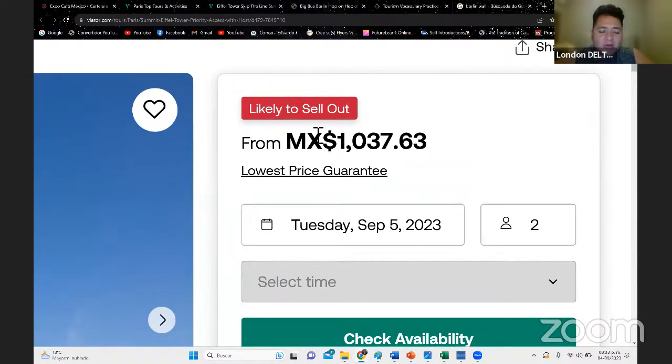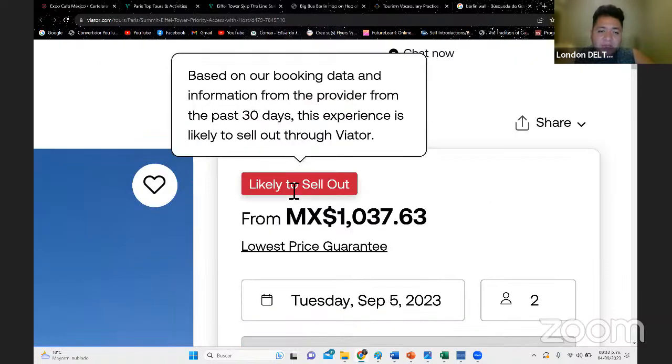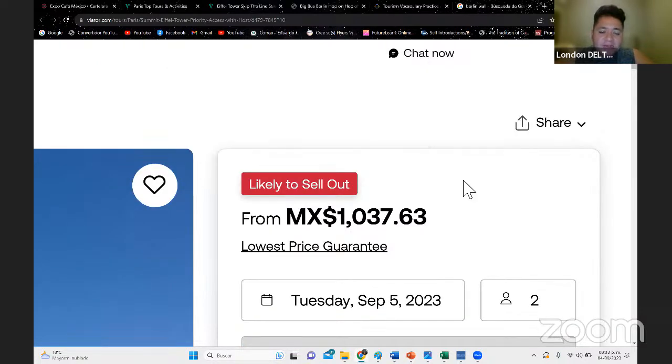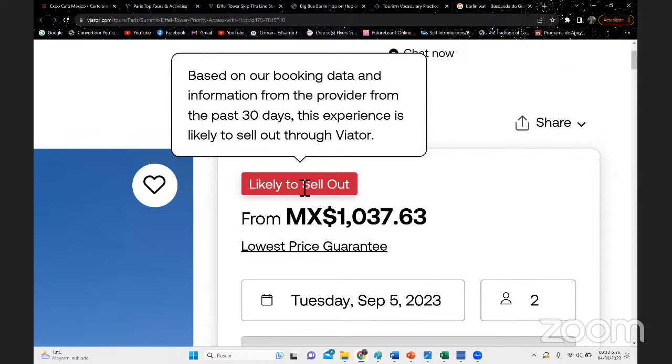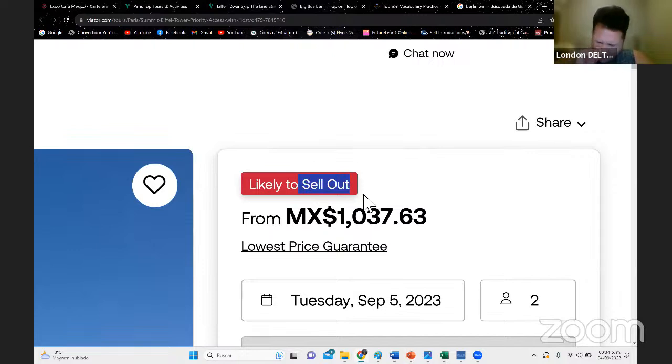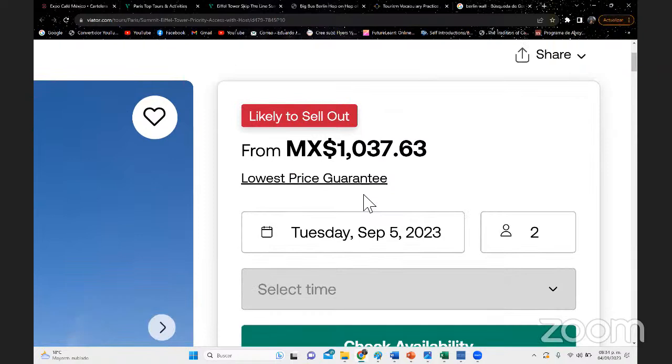So, always check that the prices are dollars or euros or pounds or whatever, right? Check that. Ok, entonces aquí dice likely to sell out. ¿Qué quiere decir esto? Likely to sell out. Likely, primero, ¿qué es likely? What is likely? Probablemente. Probable. Probablemente, ¿qué? Sell out. Probablemente agotado. Agotado, exactly, very well.